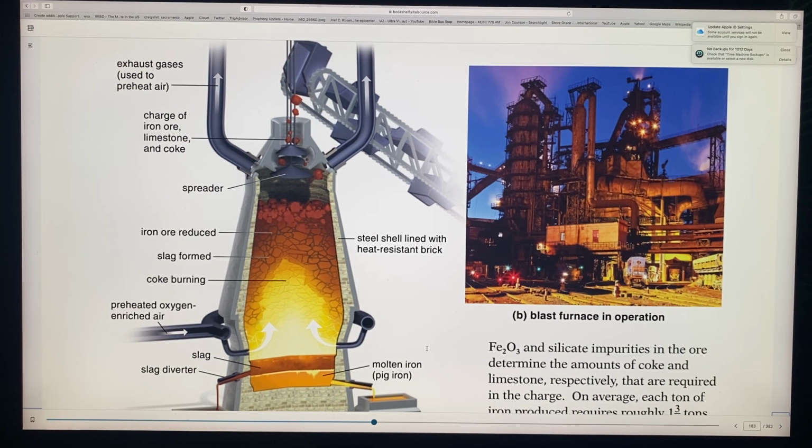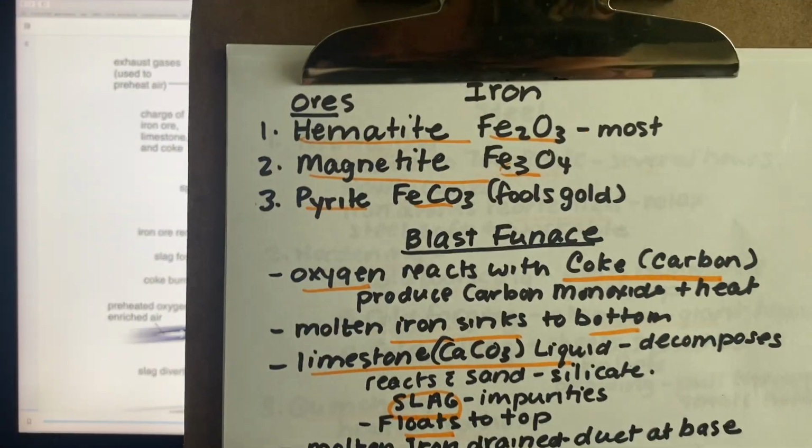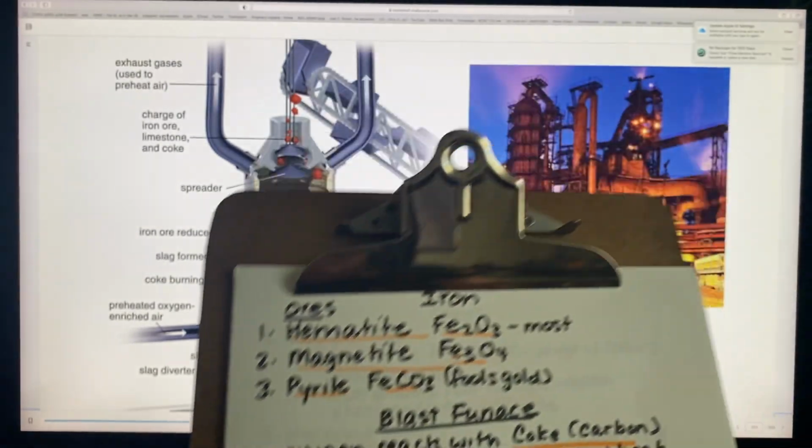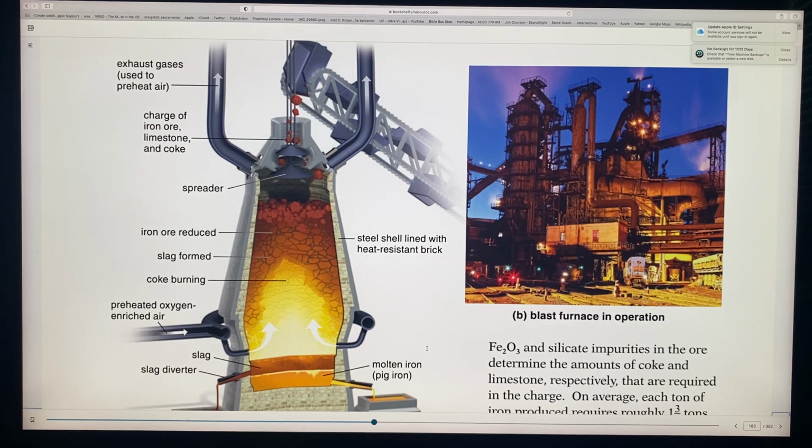So let me put up my notes too, because I think I need to know the blast furnace. Oh, sorry. Well, I'll put my notes up afterwards, when I go over them first. So this is a blast furnace, right?